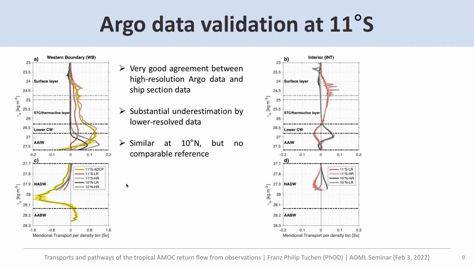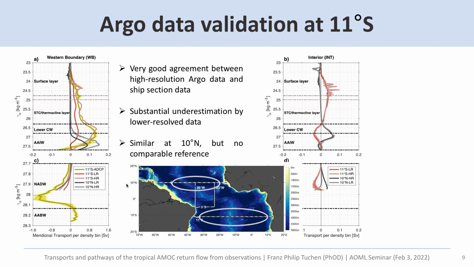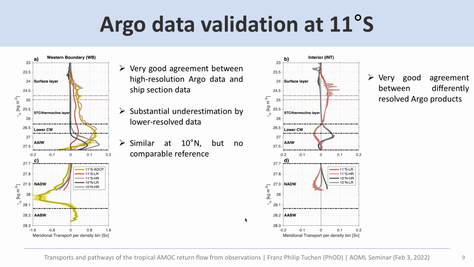Okay, and just interestingly, to show the interior part of the section. So this is just to remember these huge subsections of the 10 North and 11 South sections. It's interesting to see that there's not a big difference between the high resolution and the low resolution products. And this is quite a relief for previous estimates, showing that it's really not so dependent on the resolution in the interior, but it is more crucial at the western boundary. So that was also nice to see.